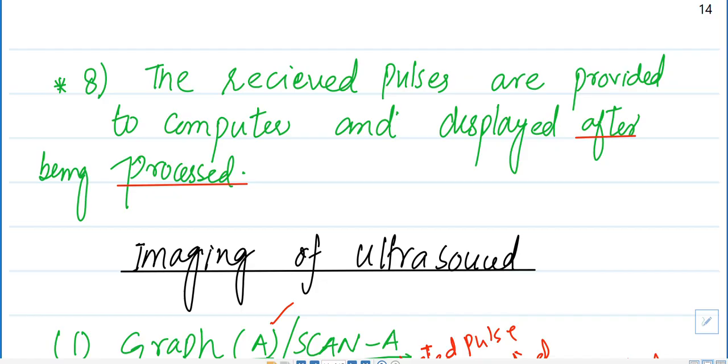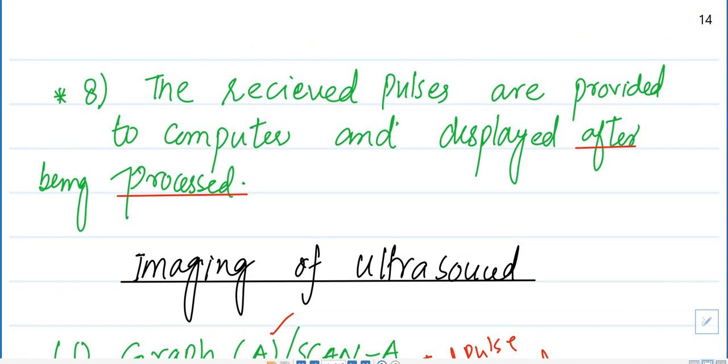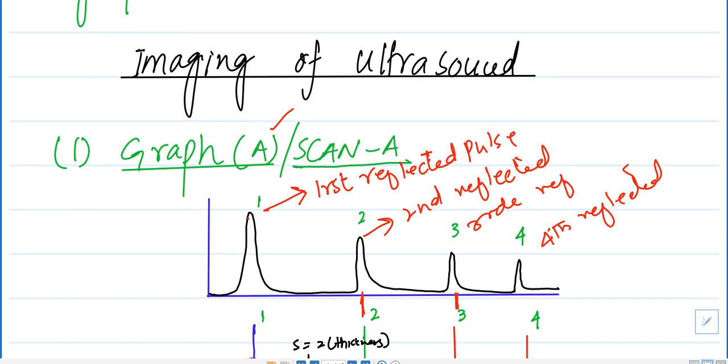I told you: first, how to produce ultrasound; second, how to send ultrasound; third, how the ultrasound pulse travels through the body; fourth, how we receive it back; fifth, what the received pulse tells us, that is, intensity and time delay; and then seventh and eighth, that the received pulse is processed by the machine and displayed. So these are the most important 8 points, the summary of ultrasound. Okay, is it clear to everyone?